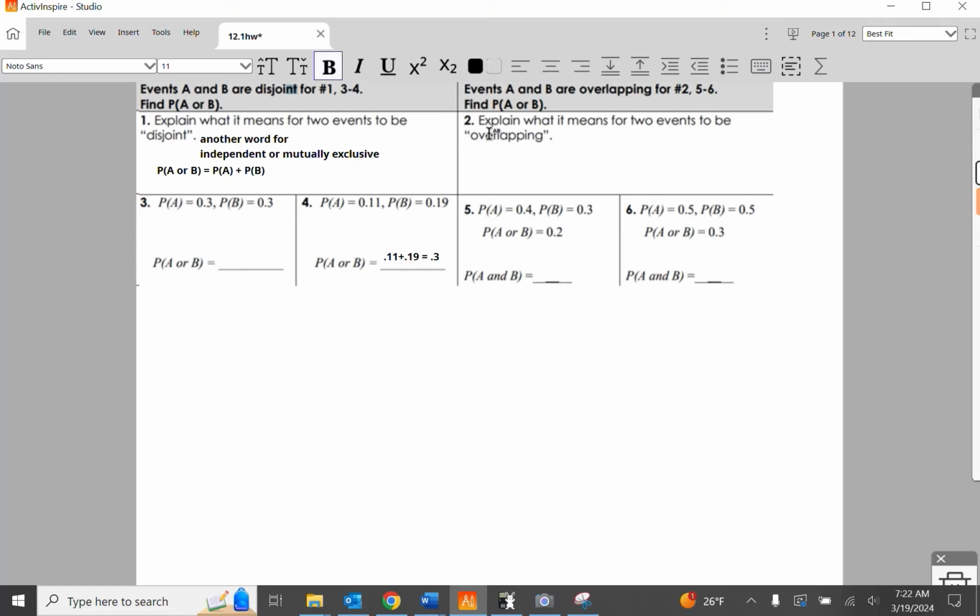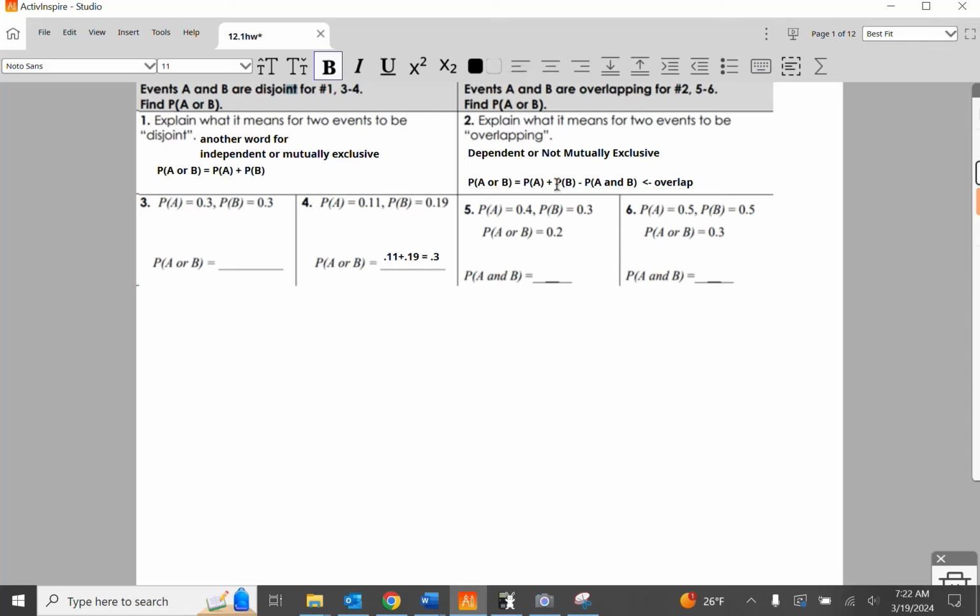Overlapping is another word for dependent or not mutually exclusive. And of course it has a different formula too. It says the probability of events A or B is the probability of A plus the probability of B minus the probability of both. And that last piece is the overlap, where they both come together. So if I want to do one of these that has overlap, I would just follow the little formula.